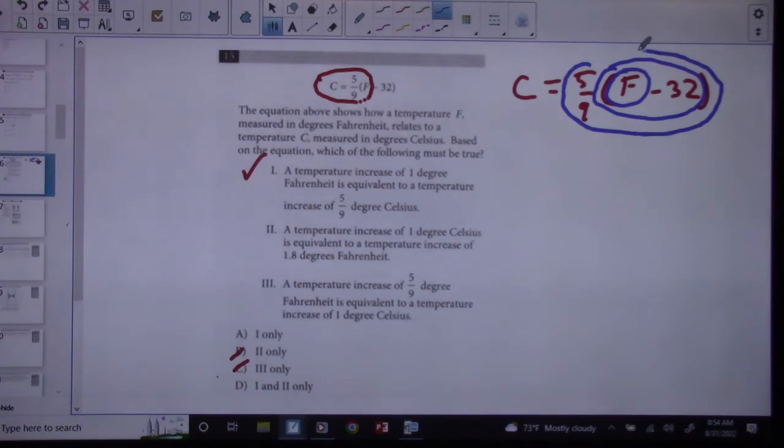So to solve this, what's the first layer we deal with? The 5/9, right? So what do we do to unpeel this layer here? What do we do to get rid of that 5/9? No, we're trying to undistribute. We're trying to get rid of this. So how do we get rid of this 5/9?